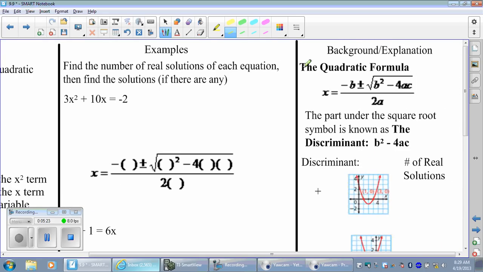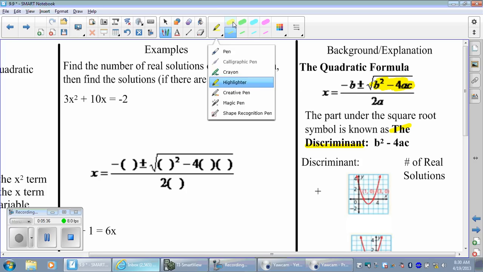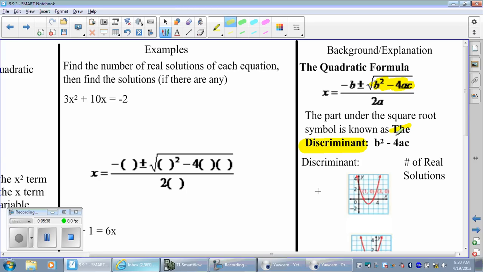Let's go over into the background section. If we're looking at the quadratic formula right here, this part right here, the part that's underneath the square root symbol, is called the discriminant. It's called the discriminant. All right, and it tells us something. It tells us how many solutions we'll have. Now you may say, wait a minute, how many solutions I'll have?